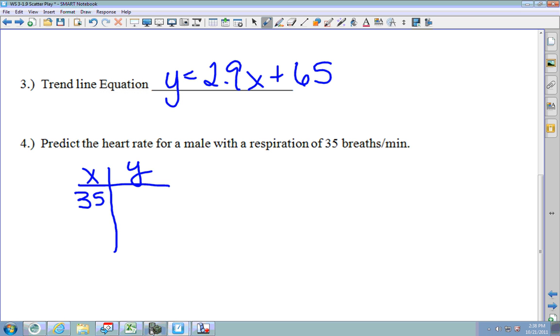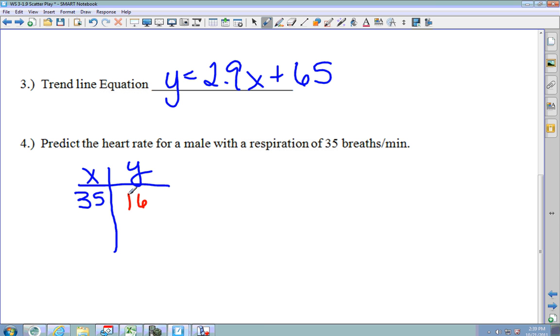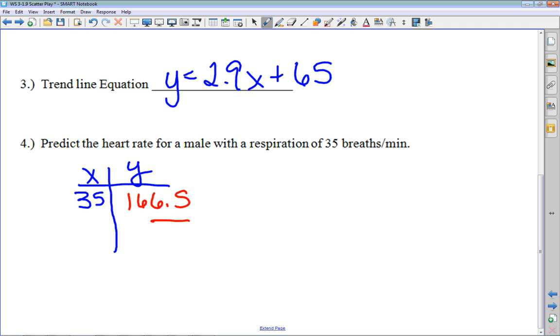So let's go in my table. Now I can go to second window, and I can go down here and hold it down until I get to 35. Or remember, I can go second window, type in 35, and press second graph. Takes me right to it. What is that? That's 166.5. So that would be my answer.